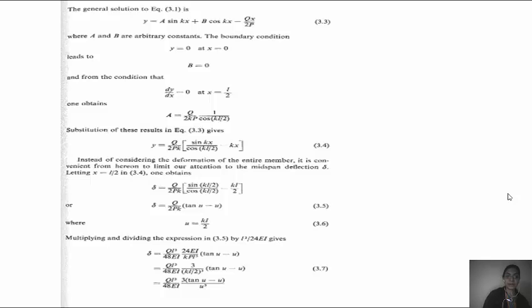Instead of considering the deformation of the entire member, we will limit our attention to the midspan deflection, that is delta. So let x equal to L by 2, we obtain delta equal to Q by 2Pk into (sin kL by 2 by cos kL by 2 minus kL by 2), which is tan u minus u, where u equal to kL by 2. Now multiplying and dividing the whole equation by L cube by 24EI, we get delta equal to QL cube by 48EI into 3 (tan u minus u) whole divided by u cube.